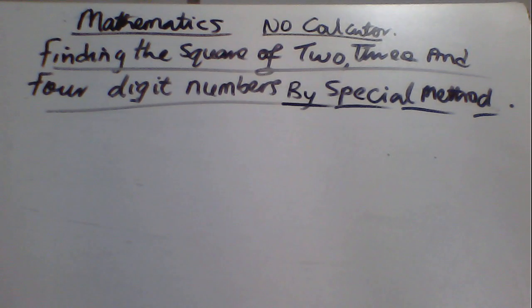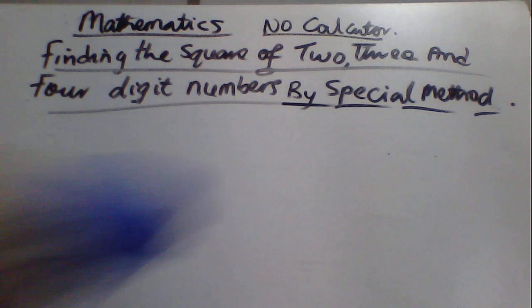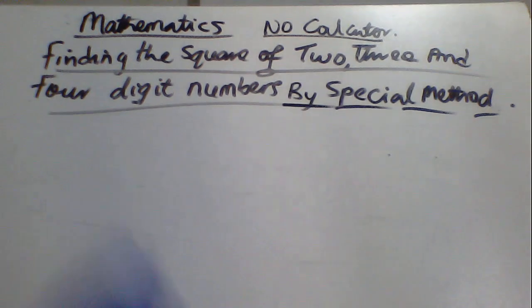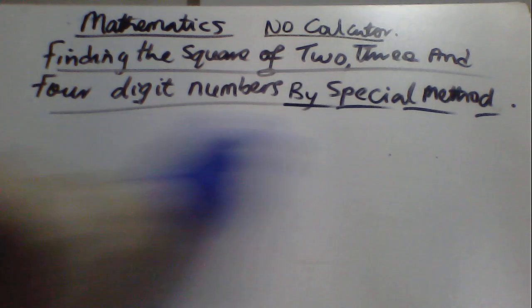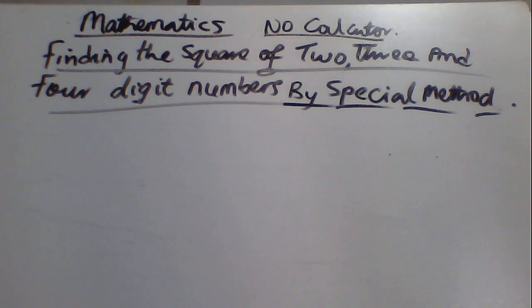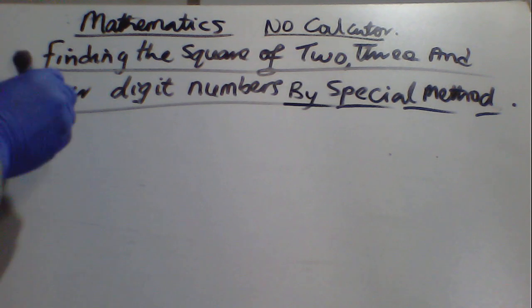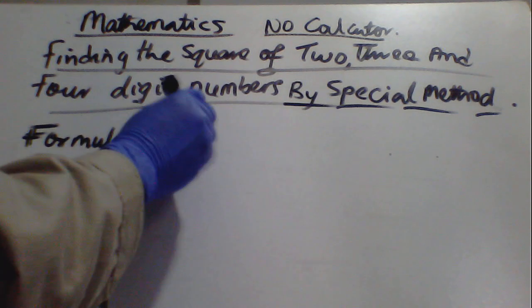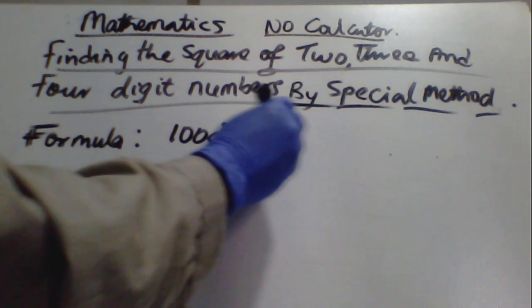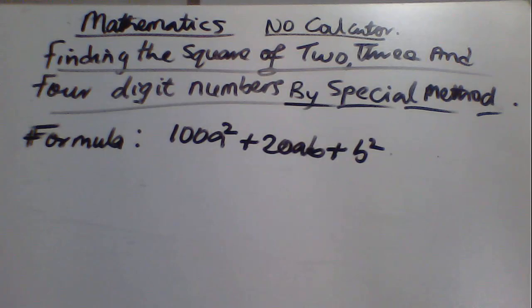In order to find the square of numbers, whether 2 digits, 3 digits or 4 digits, we are to use this formula. We have 100a squared plus 20ab plus b squared. That is the formula you will use.